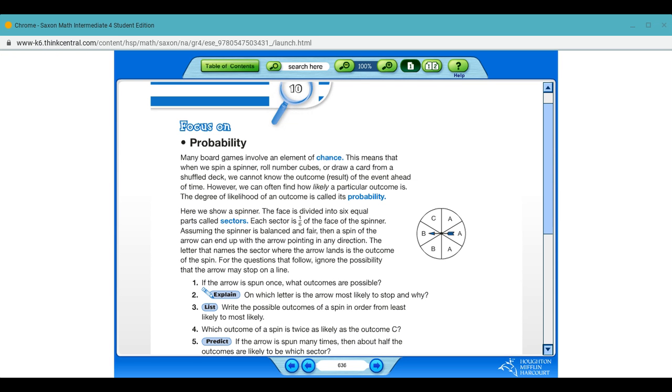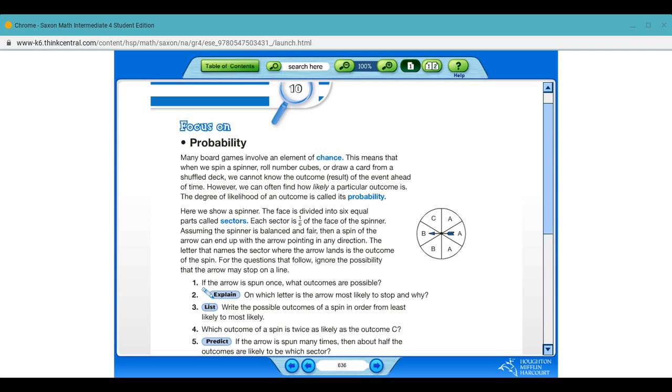Here is a spinner, and the face is divided into 6 equal parts called sectors. So each part is called a sector. They showed one of these in the Math Antics video that you just saw. Each sector or part is 1/6 of the face of the spinner. Assuming the spinner is balanced and fair, then a spin of the arrow can end up pointing in any direction. The letter that names the sector where the arrow lands is the outcome of the spin. For the questions that follow, ignore the possibility that the arrow may stop on a line. We do know that sometimes when we spin, it lands on a line, but when that happens in a game, you have to spin it again.